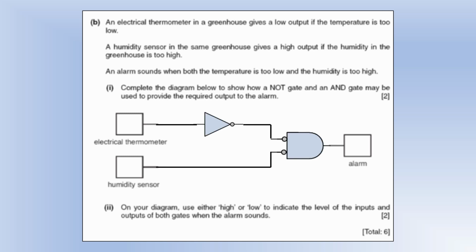So we're going to need a NOT gate for the thermometer because when the temperature is low, that output's 0, so we want that to then turn into a high input. And then we combine both of those, so that when they're both at 1, the alarm goes off. So this is what we have. We have a low input to the NOT gate, so the output's high. We have a high input from the humidity sensor, and that gives us a high output from the AND gate.